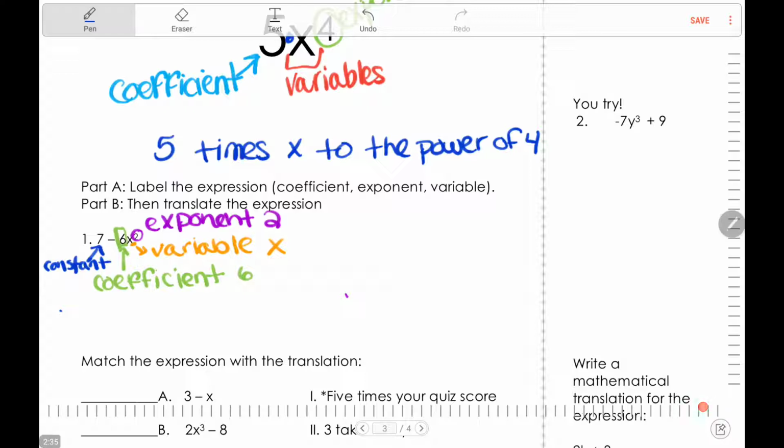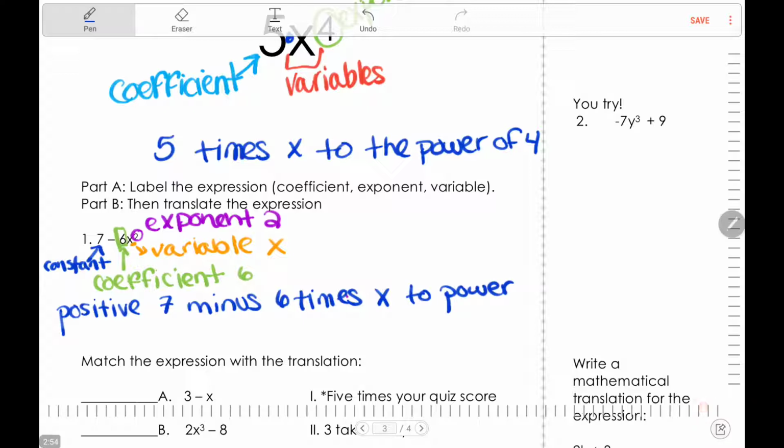Alright, but let's translate the expression. So we have a positive 7 minus 6, and the 6 is being multiplied with x. That's to the power of 2. So positive 7 minus 6 times x to the power of 2. Great. Now you try number 2.